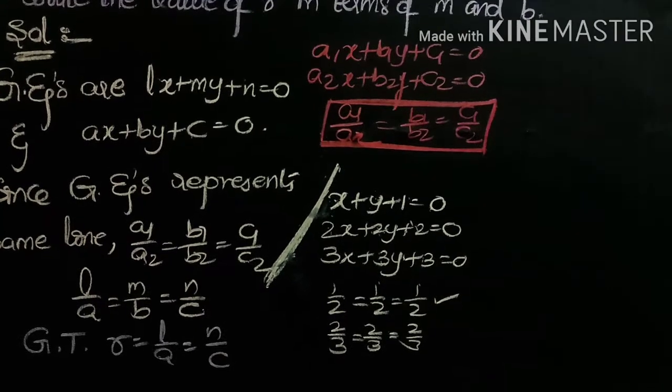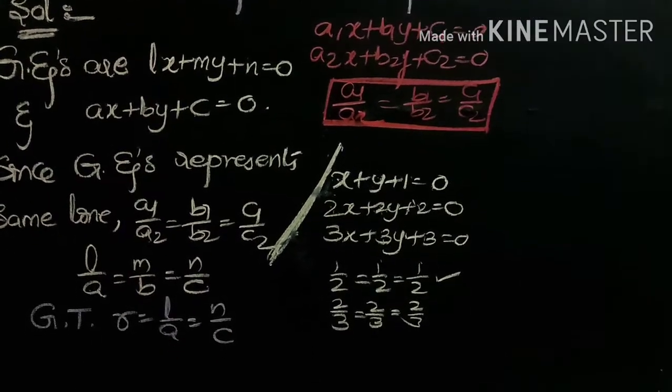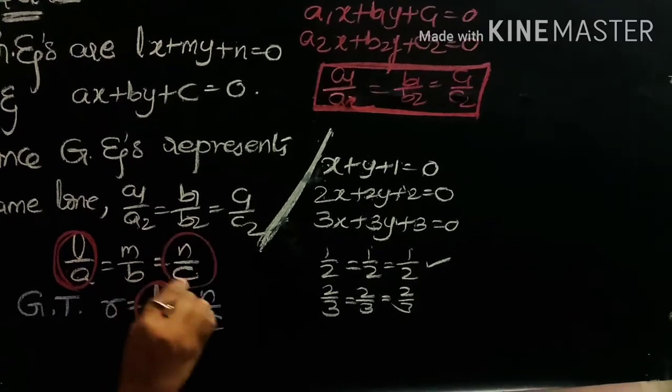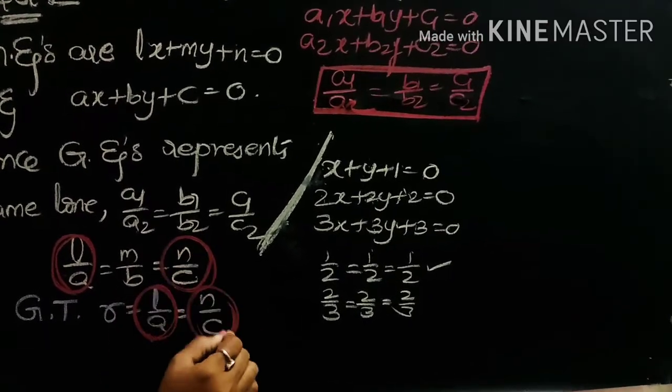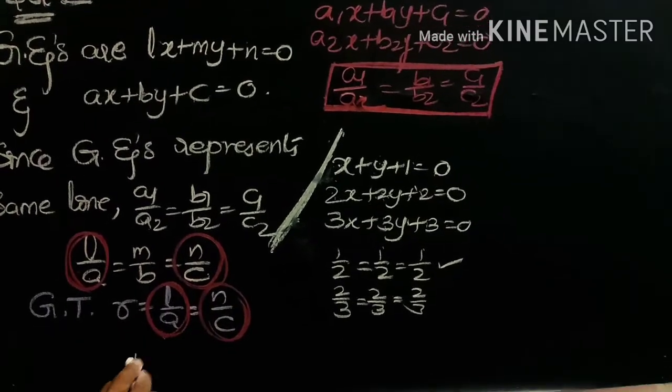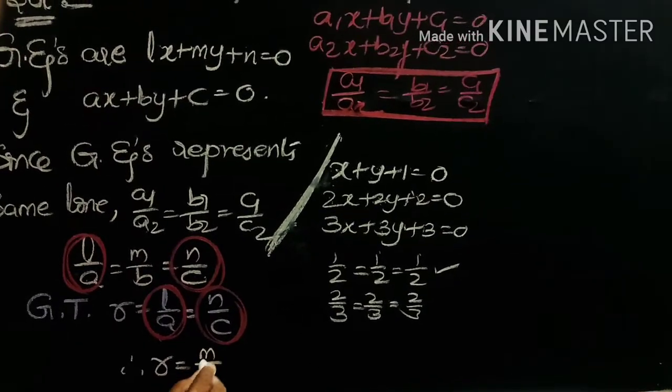Now when we compare these two equations, what do we get? l by a is equal to l by a. These two values are equal. n by c is equal to n by c. These two values are equal. Therefore, the remaining values must be equal. Therefore, the value of r is equal to m by b.